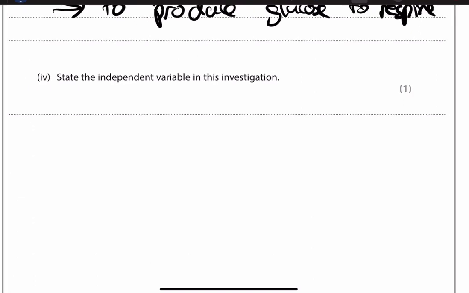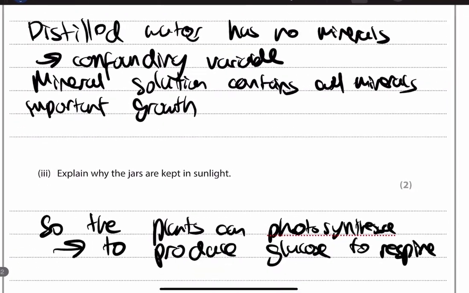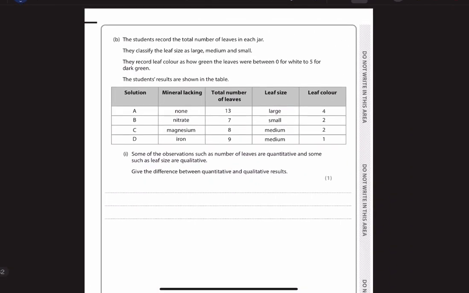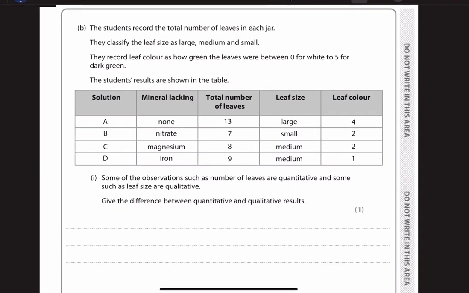State the independent variable. So independent variable is the one that we're changing, right? What we're changing is which mineral is missing, right? The missing mineral.